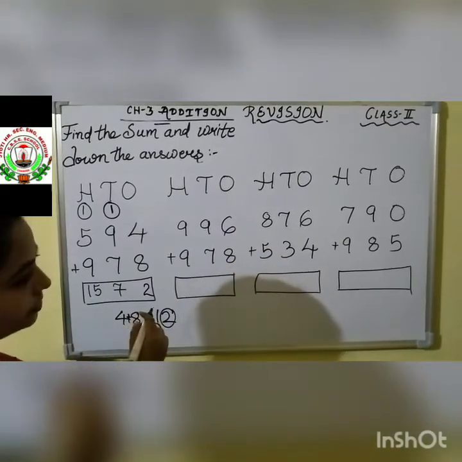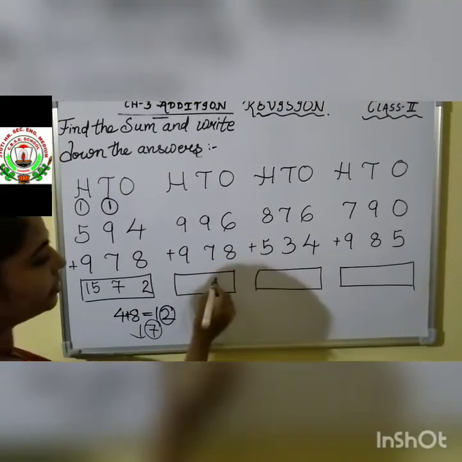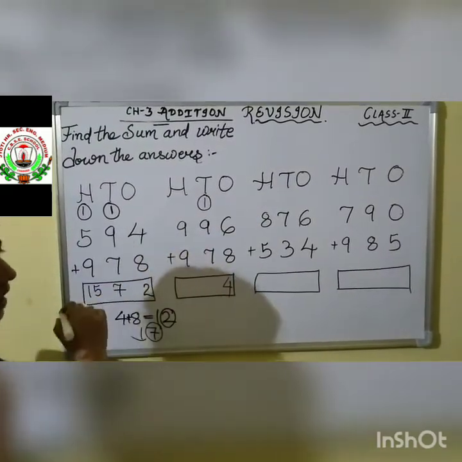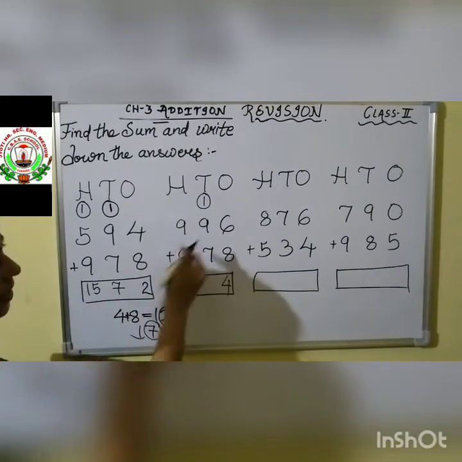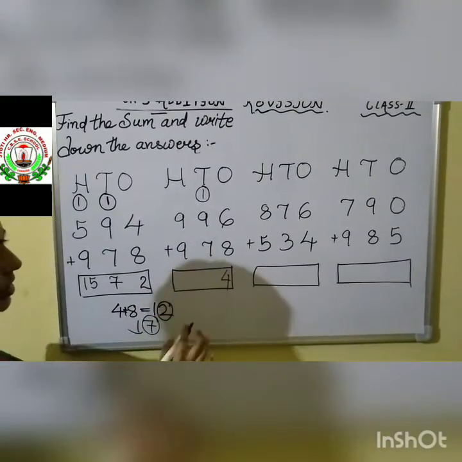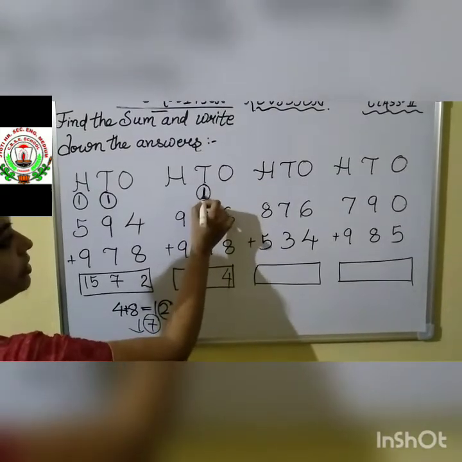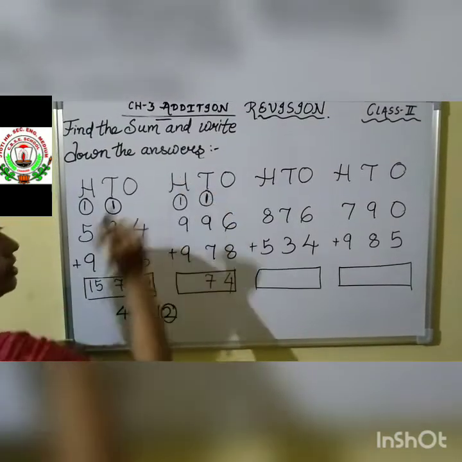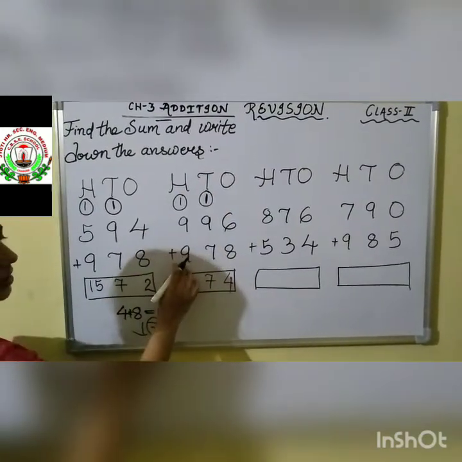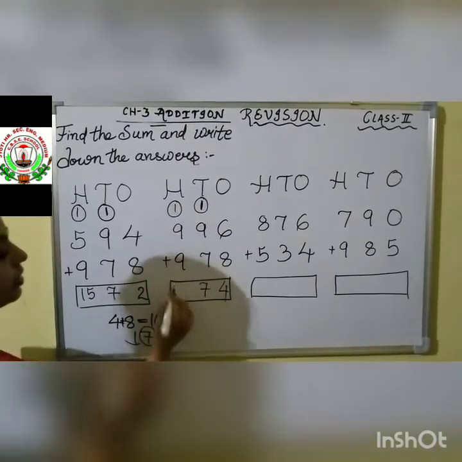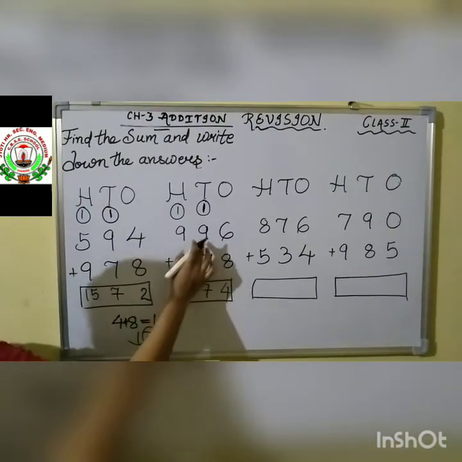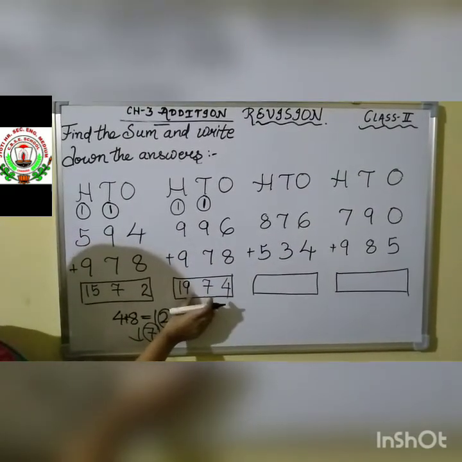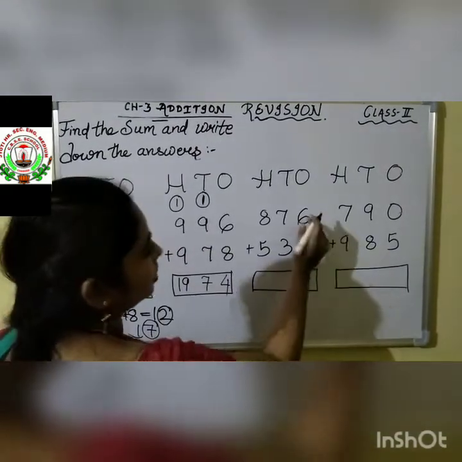6 and 8. If you add 6 and 8, we get the answer 14. 4 will be written here, and 1 goes to the tens place as carry. Okay. Then 9 plus 7. Add 9 and 7. Tell me, 16. But 1 is already given as carry. 16 plus 1, 17. 7 will come here, and 1 will go to the hundreds place like this. Then 9 plus 9, 18. 18 plus 1, 19. So our answer for 996 plus 978 is 1974. Okay. Next question.